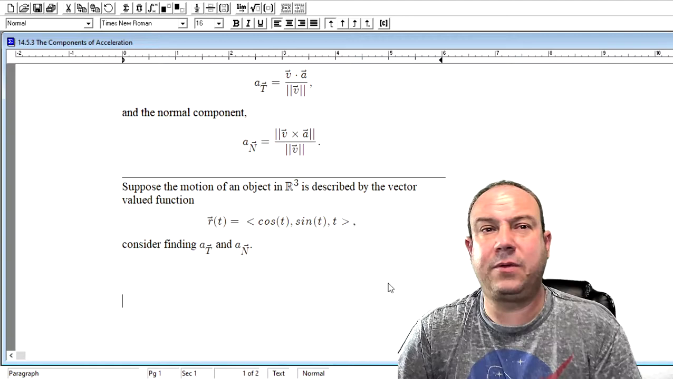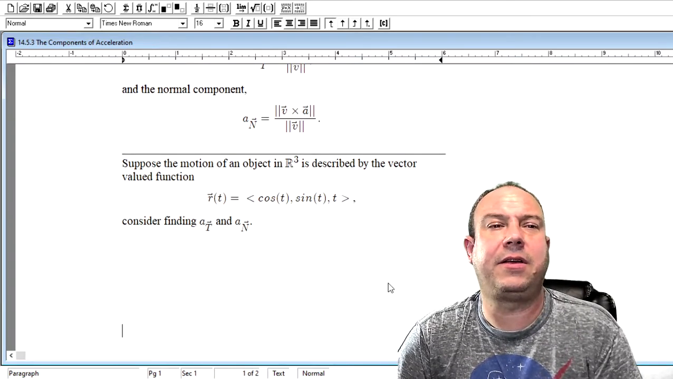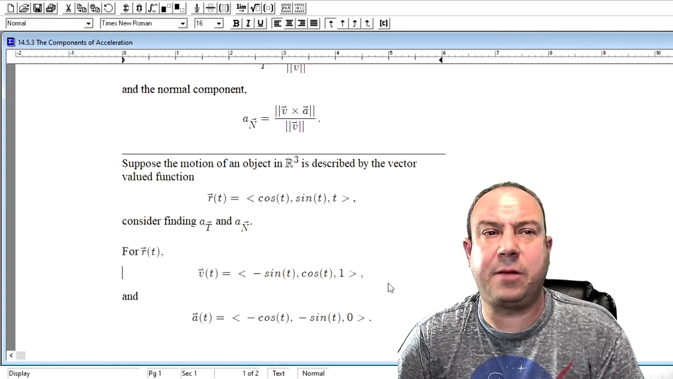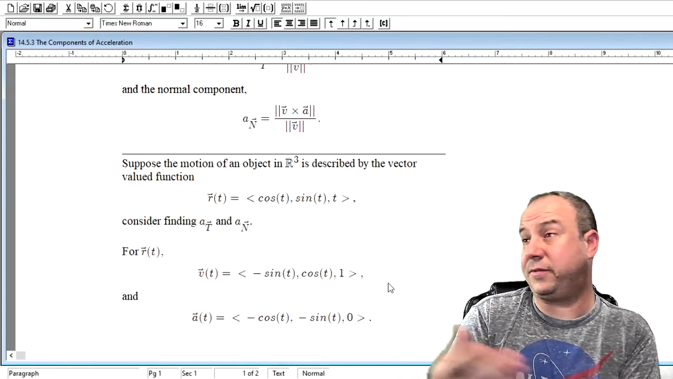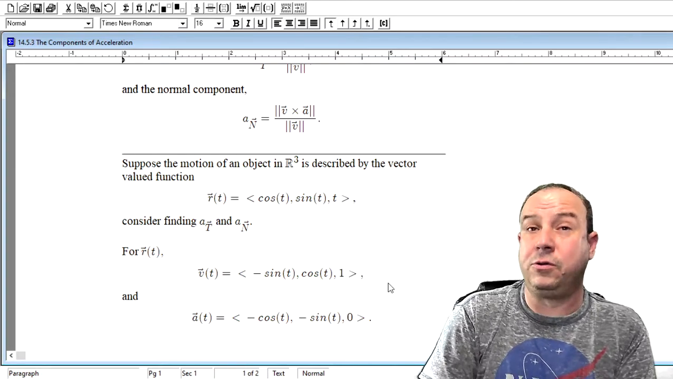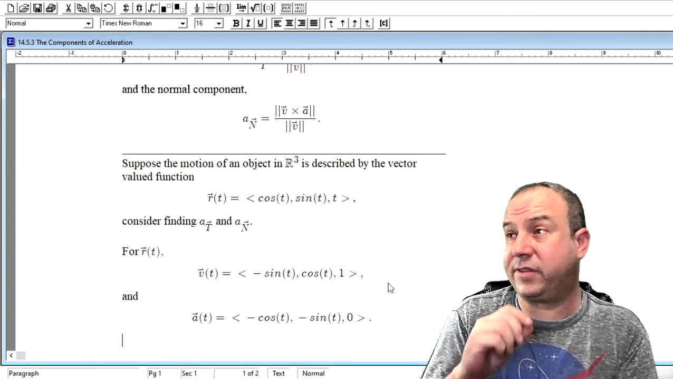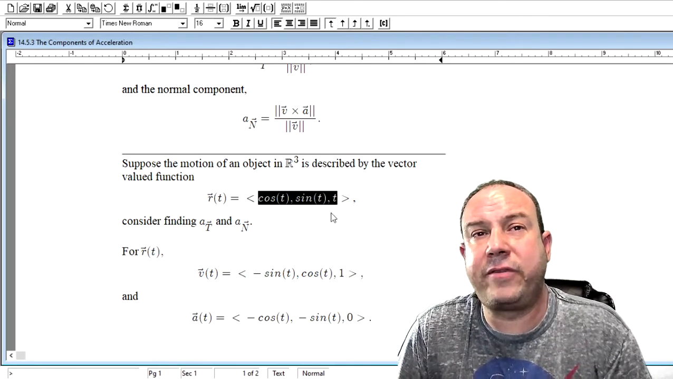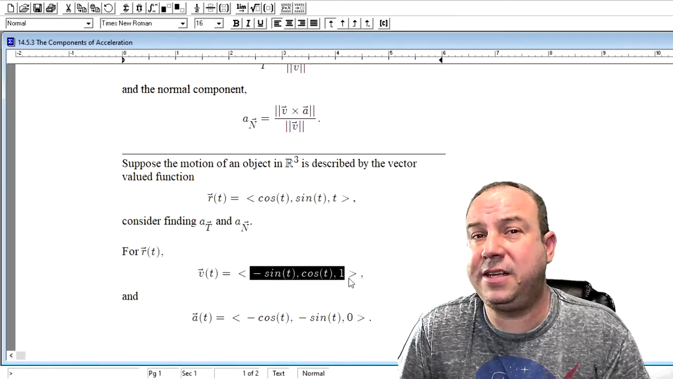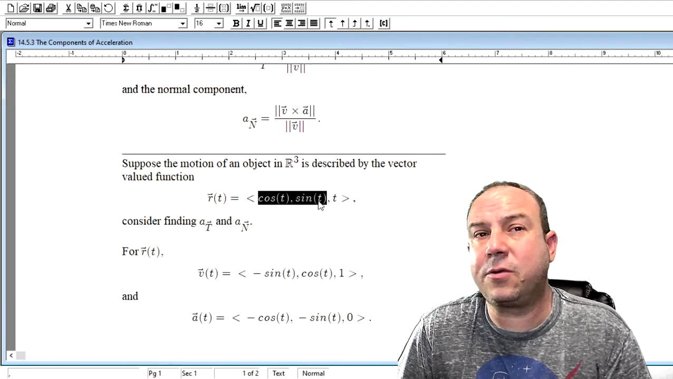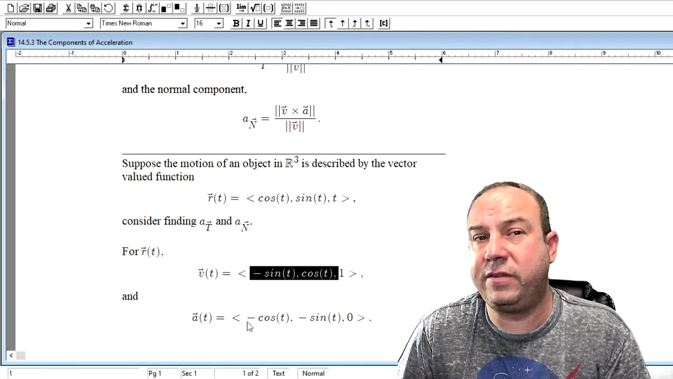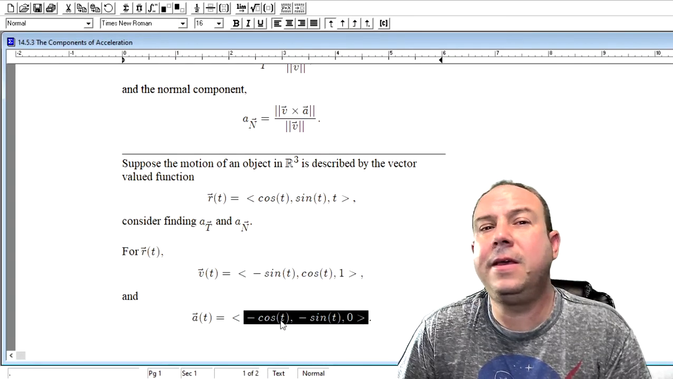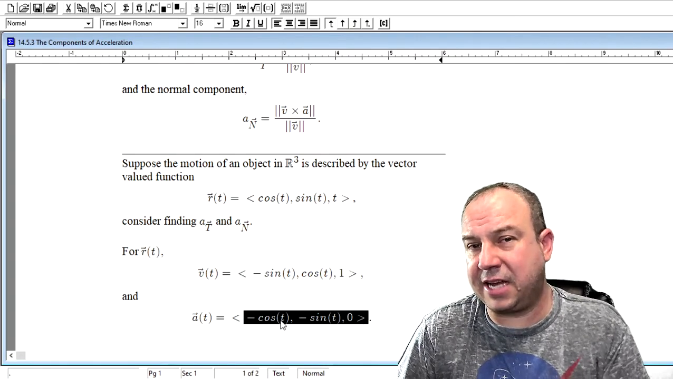Well, that will require calculating our velocity and acceleration vectors. So for r bar t, our position vector, the velocity and acceleration vectors are found using first and second derivatives of r bar. The first derivative of r bar is negative sine t, cosine t, comma, 1. The second derivative of r bar, or the first derivative of the velocity vector v, is negative cosine t, comma, negative sine t, comma, 0.